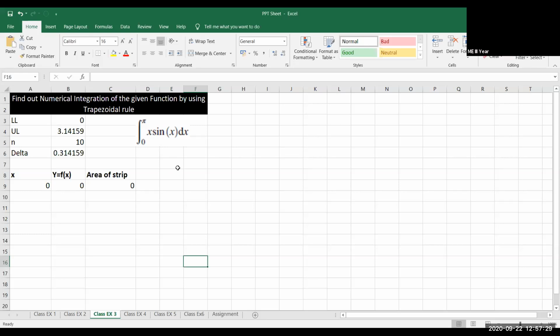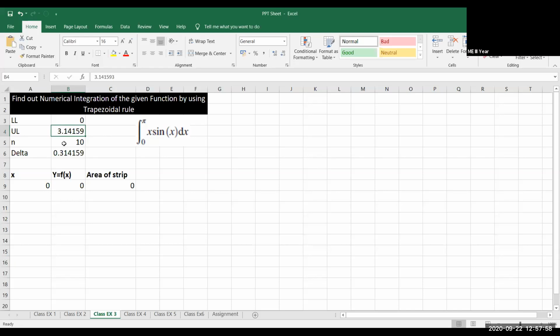So I have written here LL, which is nothing but the lower limit, 0. UL is nothing but the upper limit, the pi value. You know the pi value is 3.14. Otherwise, you can just enter pi and you will get this value. And the n value is given. The n value in the formula generally will be given in the problem itself. Otherwise, you can take the interval by your choice also. But in the problem statement itself, the n value will be given.